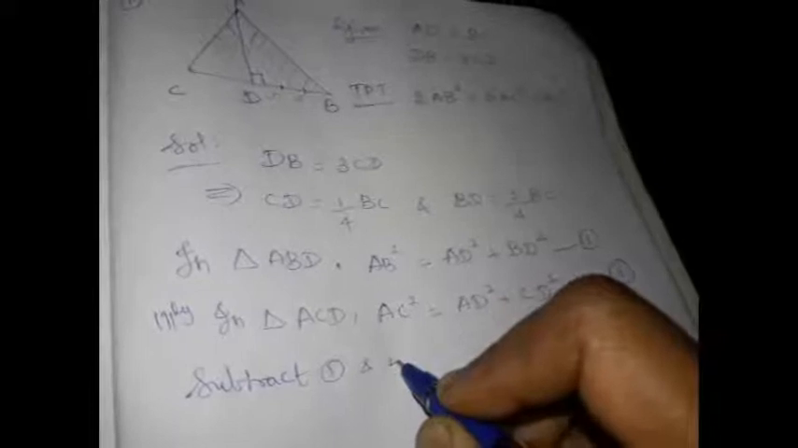Now we need the relation between AB and AC only, right? And we need it in terms of BC also. That's why we found CD and BD in terms of BC. Now let us subtract these two. We should not add. Why should we not add? Because on one side of the equation we have AB and on the other side we have AC. If we add, we won't get our required solution. So we need to subtract 1 and 2, or you can write subtract 2 from 1.